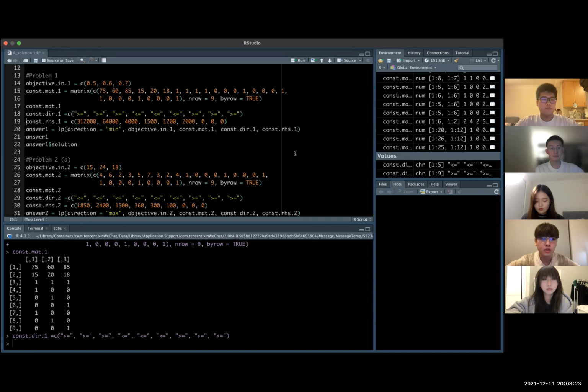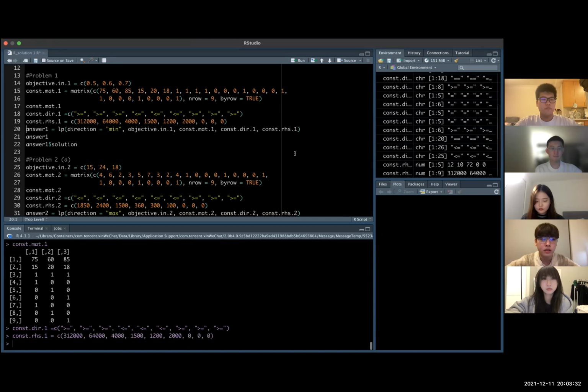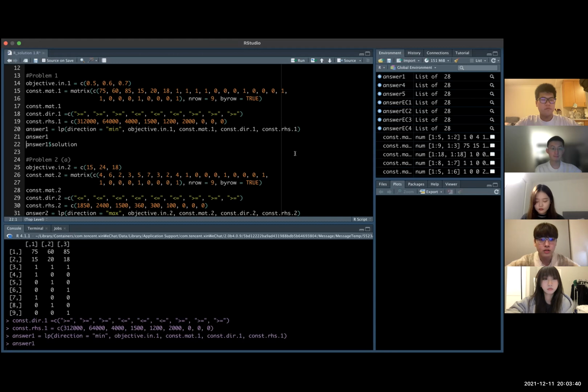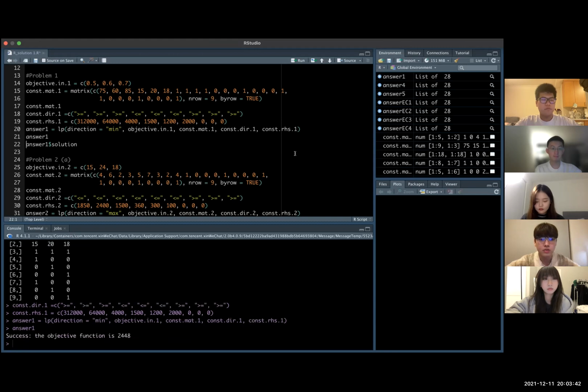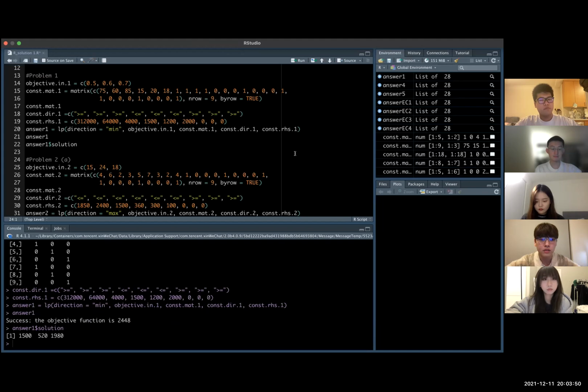And then we assign const.dir 1 as the greater equal and less equal signs for the 9 constraints. Next, we assign const.rhs 1 as the right-hand side values of the 9 constraints. Then we create answer 1 using the lp function, with the direction set to minimize, and put in all the data mentioned before. At last, we run answer 1 and the solution status of answer 1 is success.